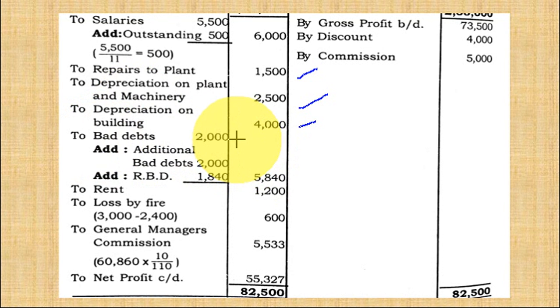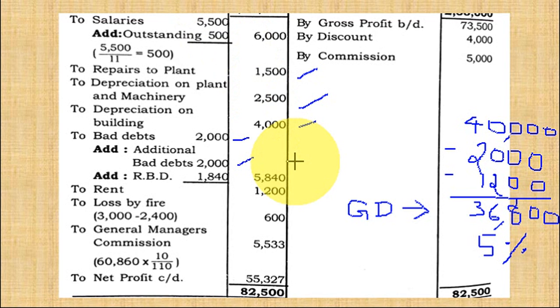Then bad debts. It is given in the trial balance 2000, and in the adjustments they have given additional bad debts. So it is an expense, right? Bad debts, the debt which you are not going to receive. Again 2000. RBD reserve also we have to calculate. How to find out? You have to calculate this on the good debtors.